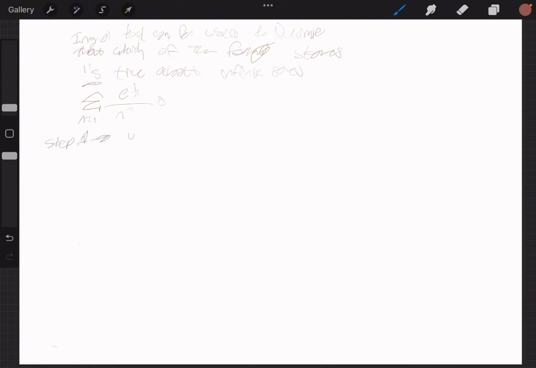So step 1, we have to use the integral test. Sorry, I wrote that wrong. We have to use the integral test. So at the sum from 1 to infinity of e^(1/n^2), the test ends up linking, sorry, my handwriting's really bad, the convergence of the series to the convergence of the related integral. It links to each other, and it just ends up going like that.